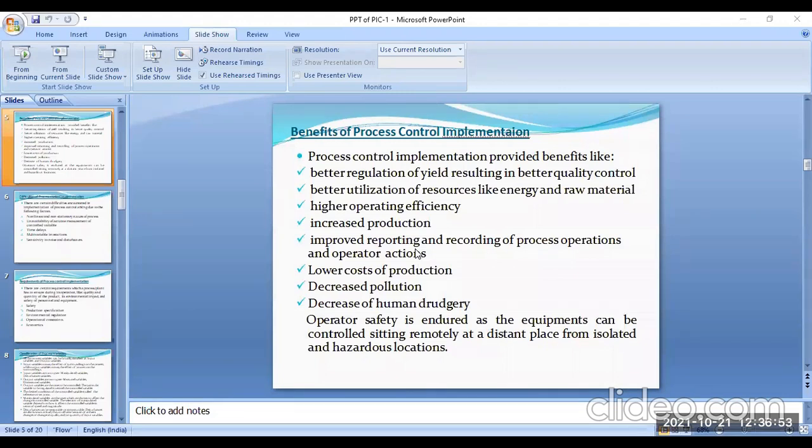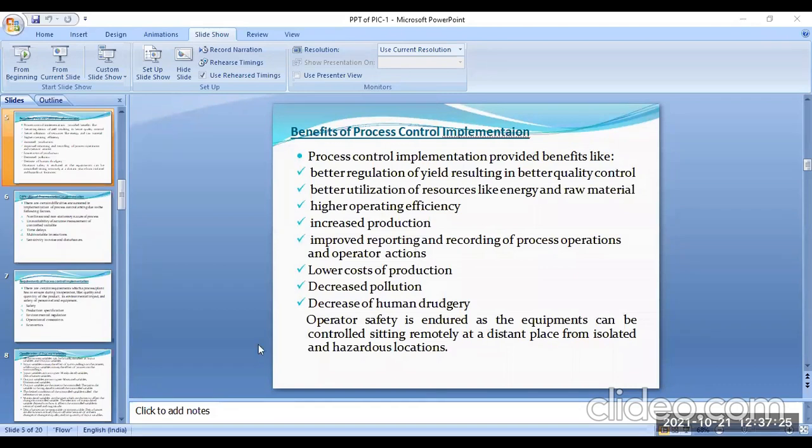industries. Number five, improved reporting and recording of process operations and operator actions also. When you use a control system, you have recording systems where data is calculated and printed from time to time, in the format given to you. So this is improved reporting and recording of process operations and operator actions.